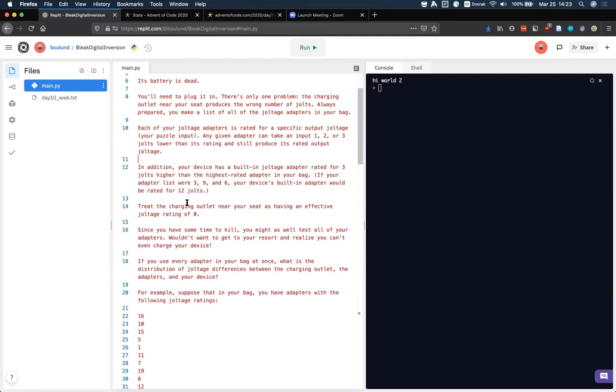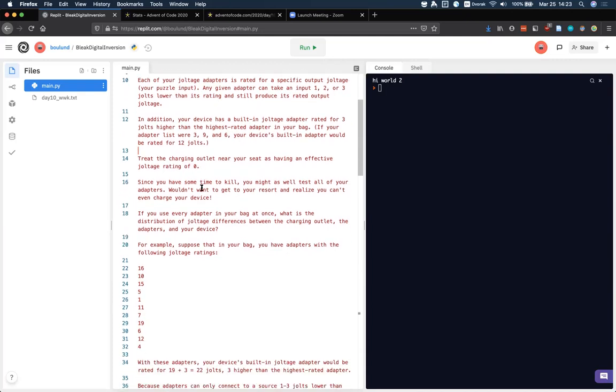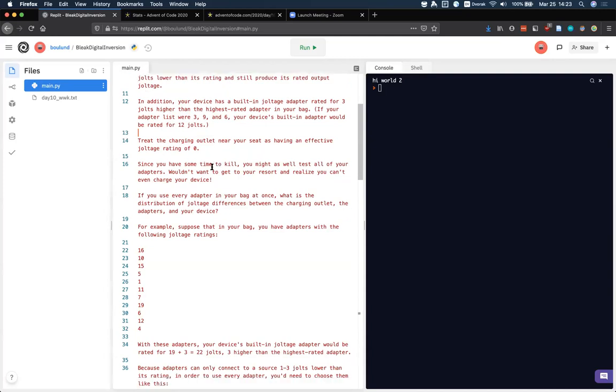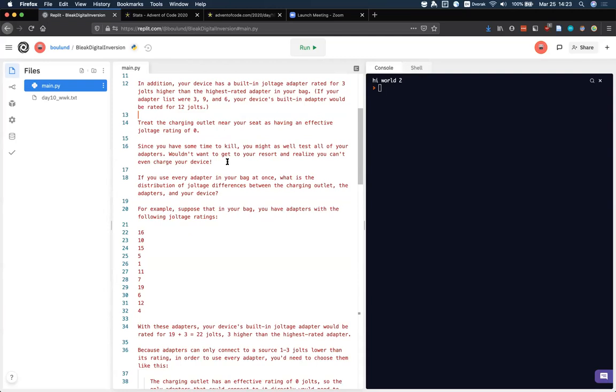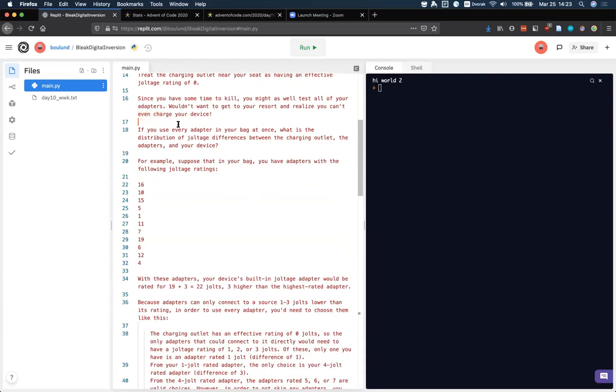In addition, your device has a built-in voltage adapter rated for 3 jolts higher than the highest rated adapter in your bag. If your adapter list were 3, 9, and 6, your device's built-in adapter would be rated for 12 jolts. Treat the charging outlet near your seat as having an effective voltage rating of 0. Since you have some time to kill, you might as well test all of your adapters.